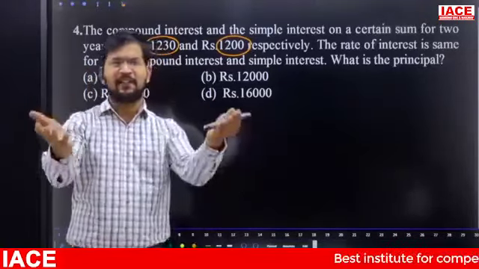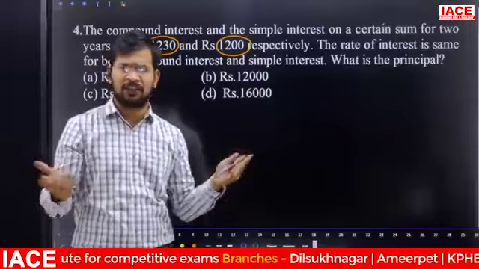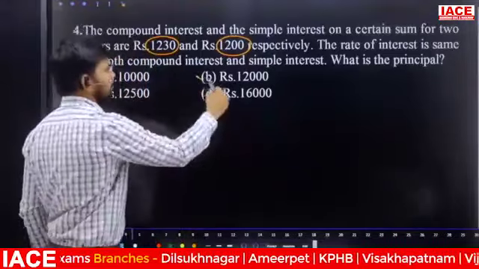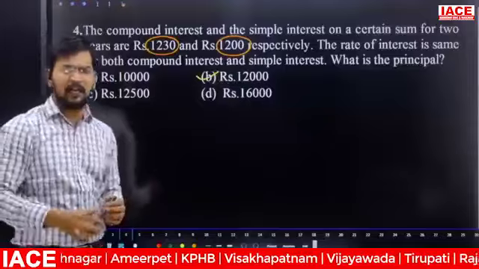Principal is nothing but 100%. 100% is nothing but 12,000. So your answer is 12,000. Option B is the right answer.